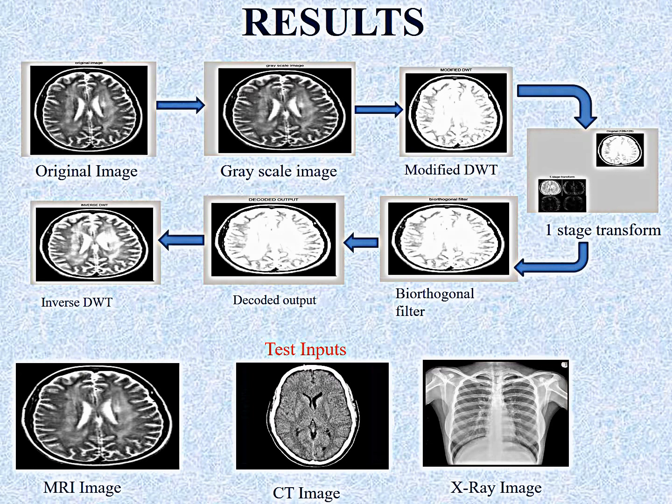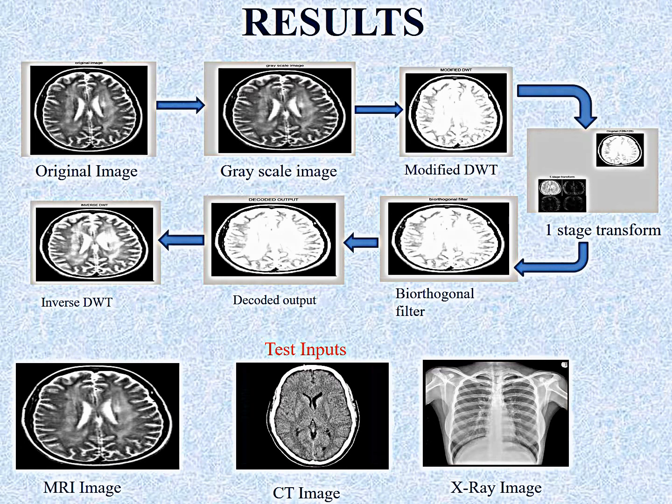So now the results part. First I have taken the original image, as I said, it will be converted to grayscale and then modified. Then it's passed on to the one stage transform. Then I am applying the bioorthogonal filter, decoded output, inverse DWT. So this is the sequencing steps which is done for an initial data called skull image, that is MRI image.